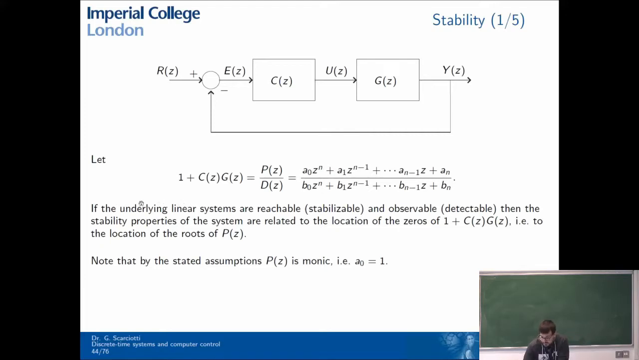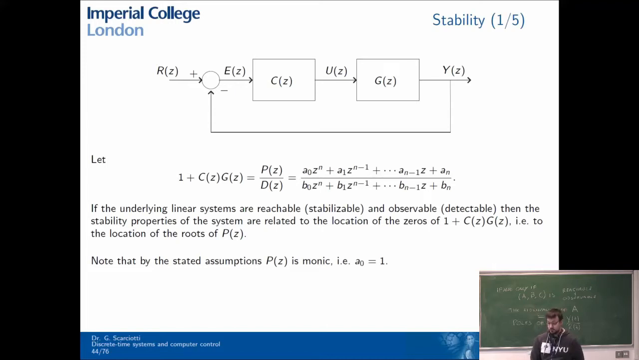Then we have the result that if the underlying linear system corresponding to this scheme is at the same time reachable and observable, then the stability properties of the system are related to the location of the zeros of this fraction. Moreover, note that by the stated assumption, p(z) is monic. This means that a0 is equal to 1. Okay? I want to spend some time on the hypothesis that the system is both reachable and observable. So only if the system is reachable and observable can the stability properties of the system be inferred by the location of the roots of this polynomial p(z).